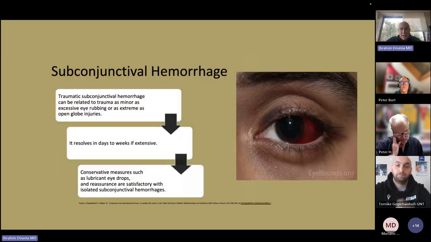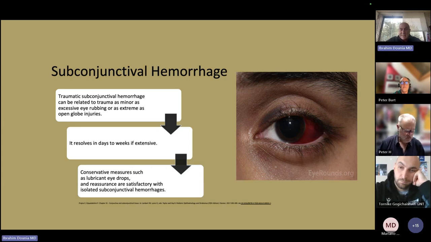So this is a patient who had a trauma. It's a closed injury, and he had blood coming on the lateral part of his eye. This is called subconjunctival hemorrhage. It's under the white above the sclera. You have blood in this area. Traumatic subconjunctival hemorrhage can be related to trauma as minor as excessive eye rubbing, or as extreme as open globe injuries.